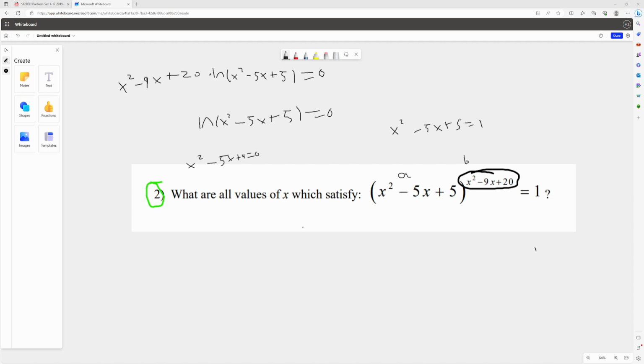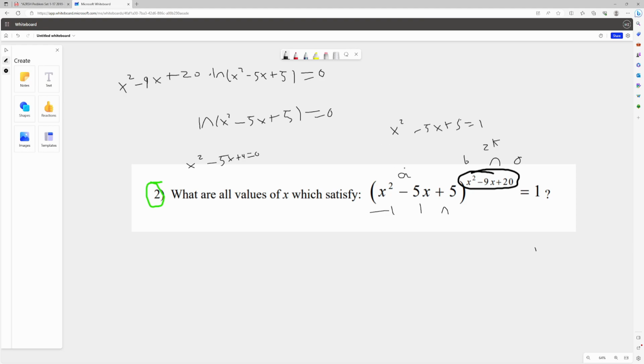We're trying to find all the values of x which satisfy x squared minus 5x plus 5 to the power of x squared minus 9x plus 20 equals 1. Now, there are a couple cases we can consider. The first one being that a equals 1 and b equals any number n. The second case is that a equals any number n and b equals 0. The third case, which many people probably won't think about, is that a equals negative 1 and b equals some even number, 2k, because even numbers are all in the form 2k.